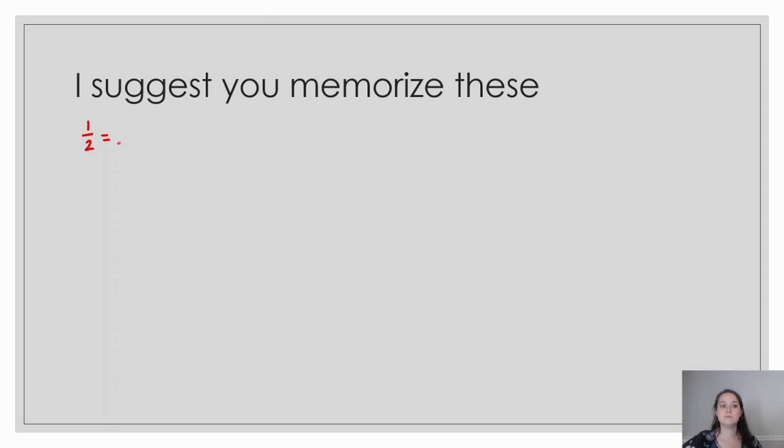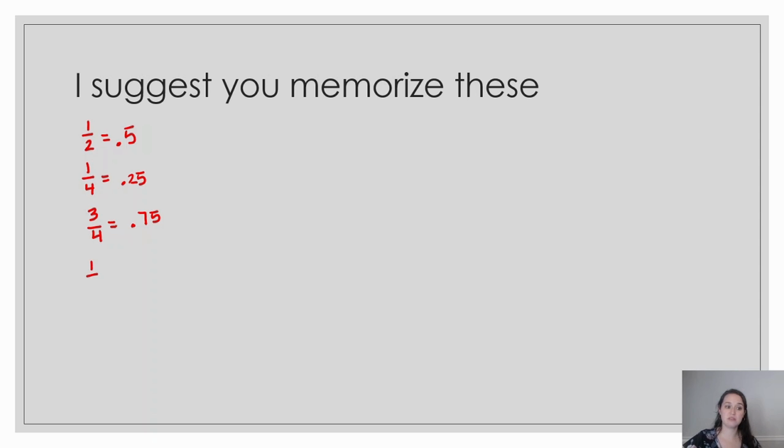A half is 0.5. Because these come up a lot and it's a waste of time if you've got to go in by hand or even on your calculator. A fourth is 0.25, 3/4 is 0.75, 2/4 is a half. That's why I'm not going to write it.